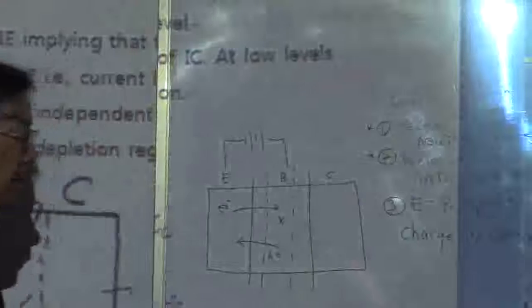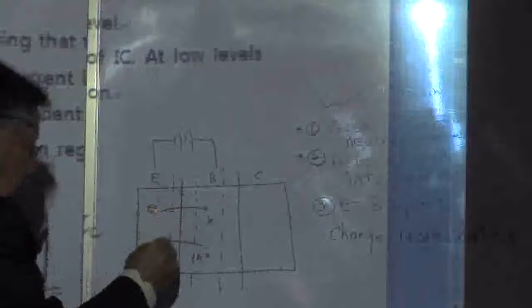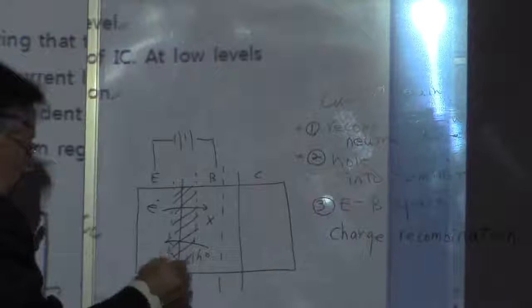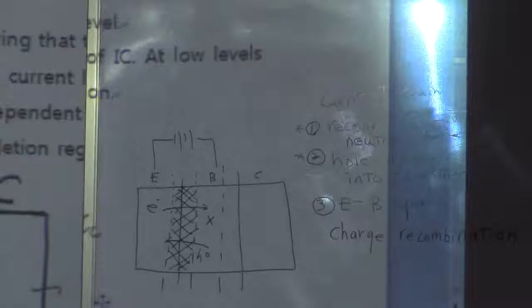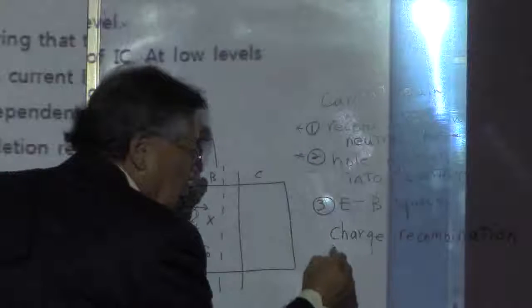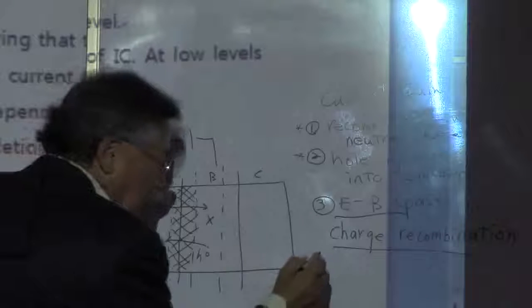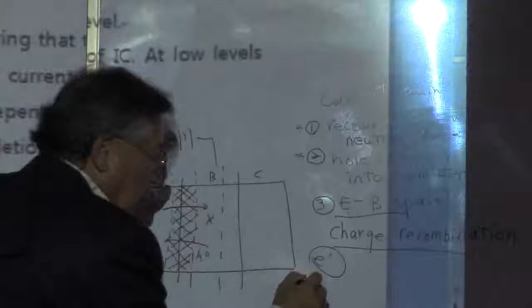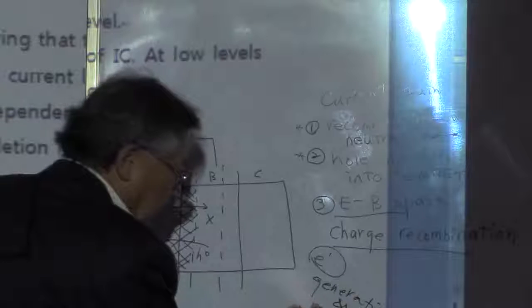And number three is the emitter-base space charge recombination. It means we have a space charge region here between the emitter and the base, and this electron is injected into the space charge region. This emitter-base space charge recombination is not related to the emitter injecting into the base. It's just generation and recombination.